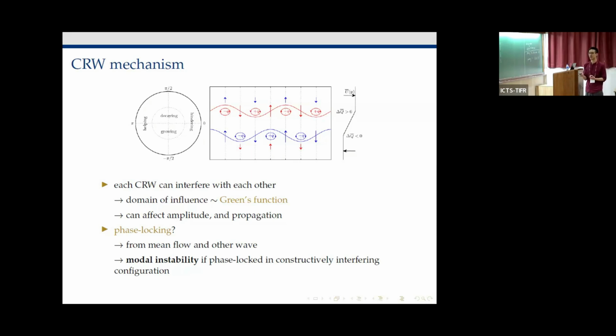If you can get phase locking, so in the appropriate Doppler shift, the phase locking would need to come from both the mean flow and also the mutual interaction. So the two waves could be hindering each other and driving it to some sort of equilibrium state. And if you happen to get phase locked within a constructive interfering configuration, then you have modal instability.